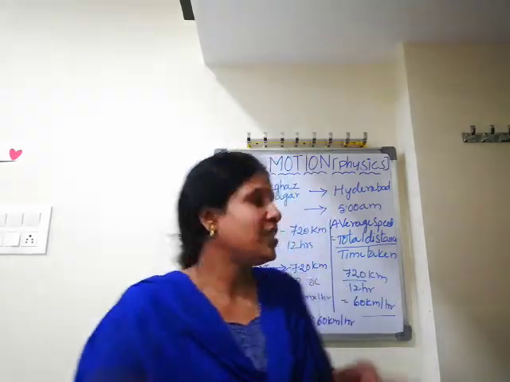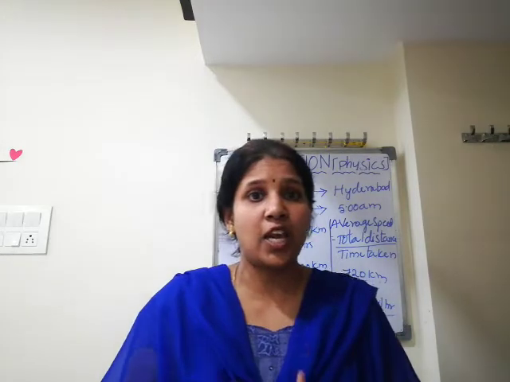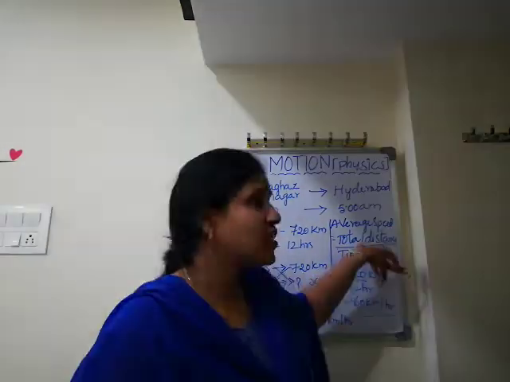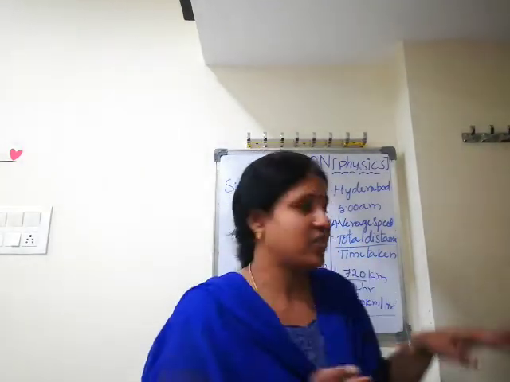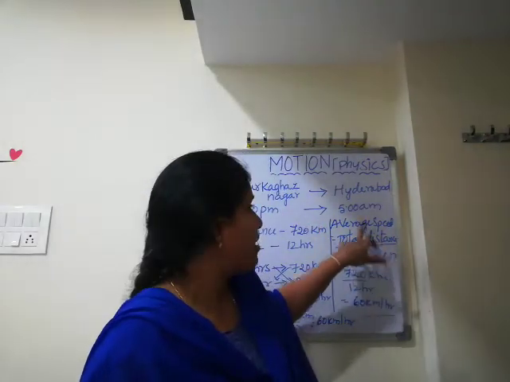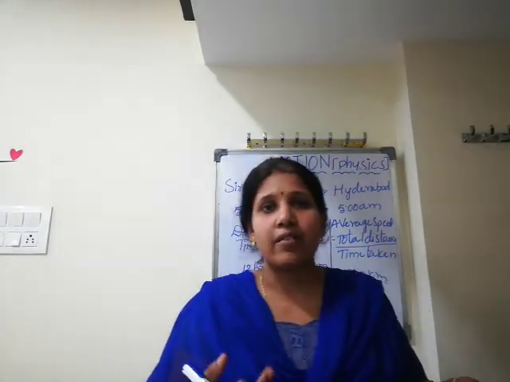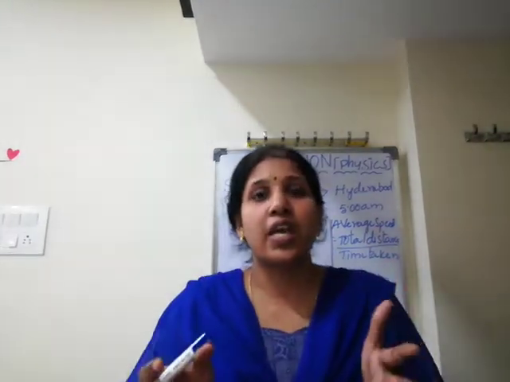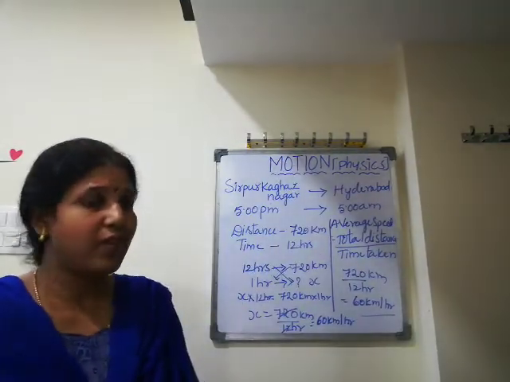No. Since it is not having the same direction, we can call this average speed a scalar quantity. Not only that, in the last class we discussed that distance has no direction. Since average speed is equal to total distance by time taken, and distance is not having a specified direction, we can call this average speed also a scalar quantity. Clear, children? Next one, we are going to discuss average velocity.